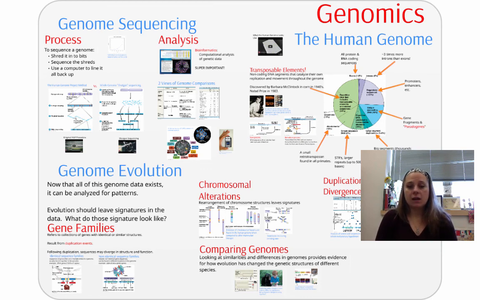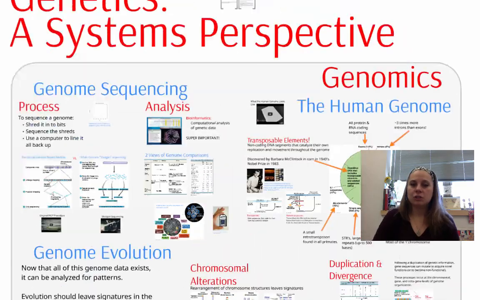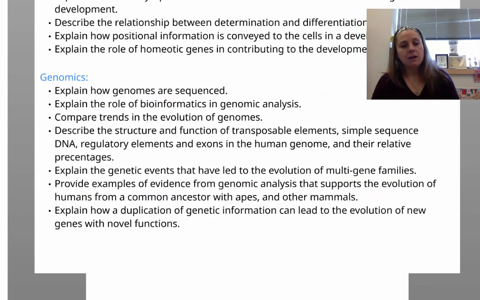The key is to look at it, take it for what it is, and see if we can make sense of it. So from this, we're going to start looking at furthering our understanding of development, furthering how systems regulate, and not forgetting that it's all ultimately controlled by what the genes are. So in this last part for the genomics: how genomes are sequenced, how bioinformatics is important, how genetic events lead to the evolution of our genes and our different gene families, and how duplication can lead to the evolution of new genes with novel functions, and really look towards that.